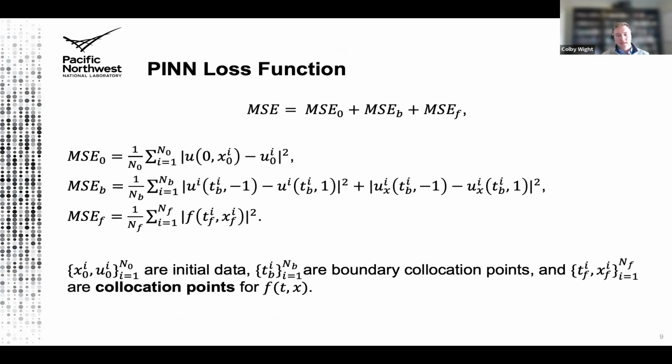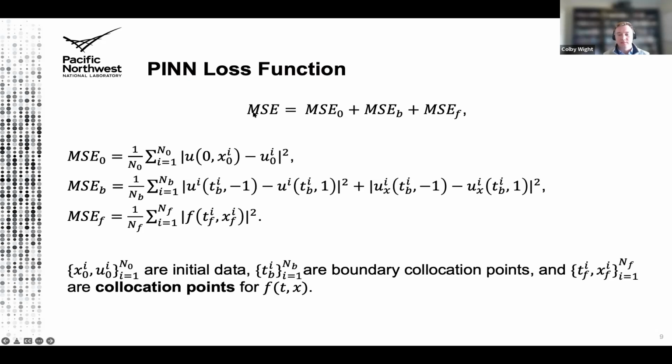And so, being data scientists, we also have a big focus on loss functions and how we optimize these problems to find suitable solutions. So I did want to focus a little bit on the loss for PINNs. And I'm sure, again, you're all familiar with this.